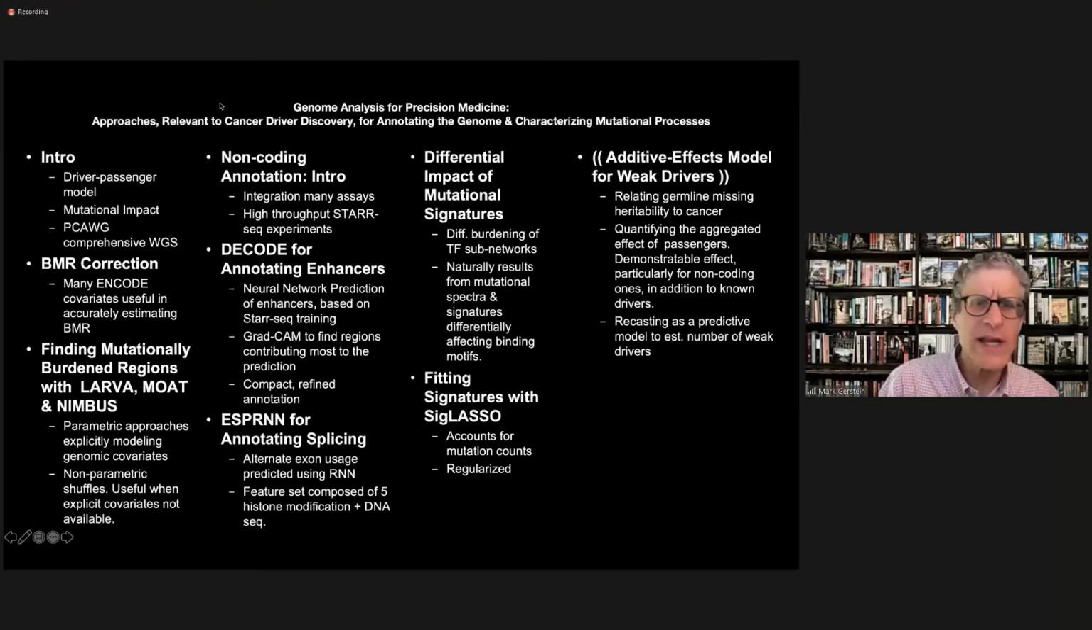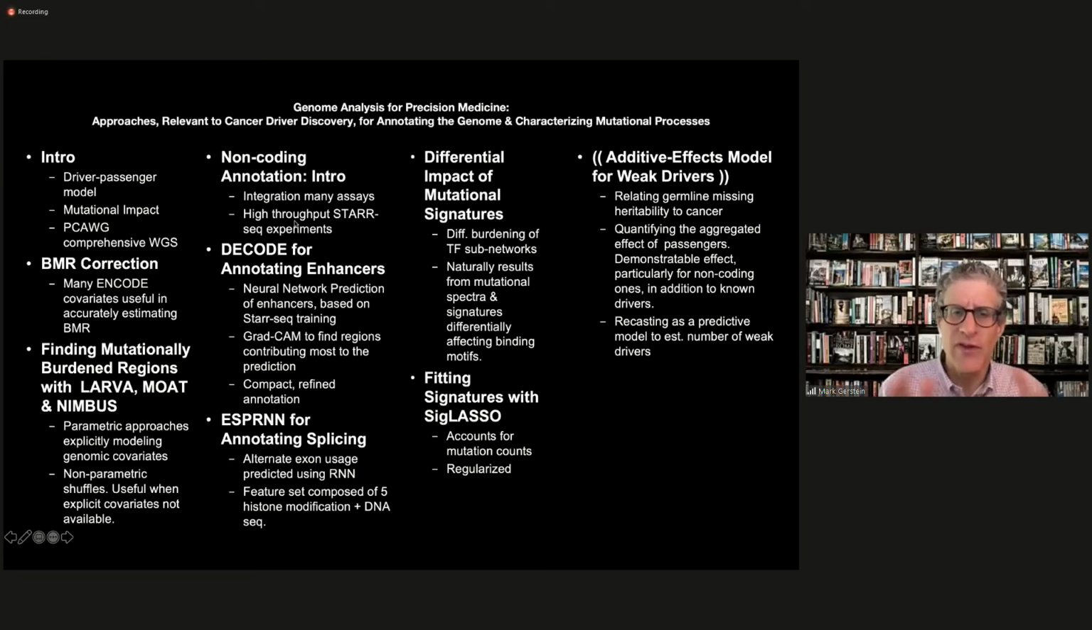And so we talked about genome analysis for precision medicine, and we've talked about a lot of things that are really relevant to finding the key driving mutations in cancer, kind of sub-problems there. And so first we introduced this driver-passenger model. We introduced the notion of the mutational impact, also this PCAWG data set. We talked a lot about the notion of the background mutations, how we have to correct for them with the many different covariates. And then we talked about the different approaches we have that take into account these background corrected things. We have these parametric models like LARVA and NIMBUS that explicitly look at the genomic covariates. And then we have these shuffling models, the MOAT, that sort of shuffles but does take into account the covariates as well.